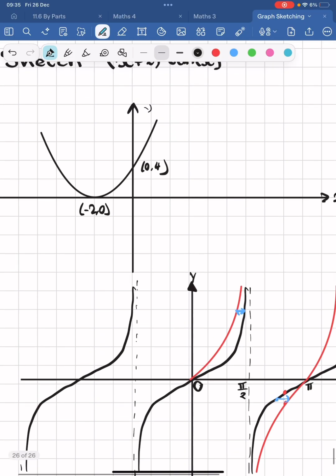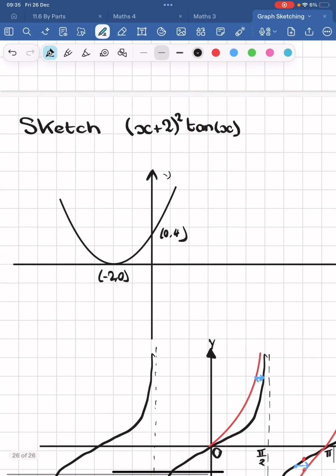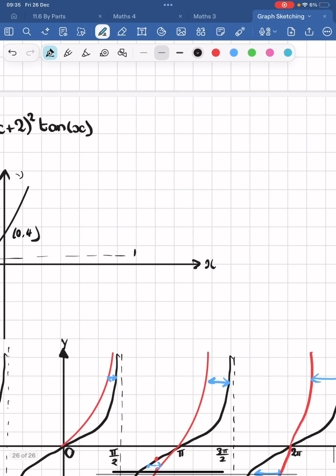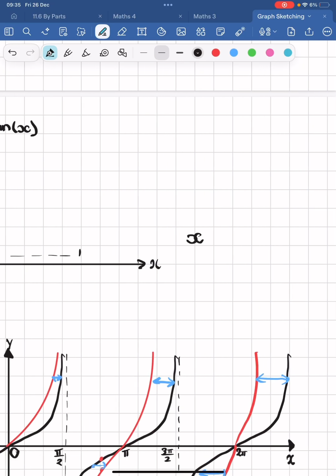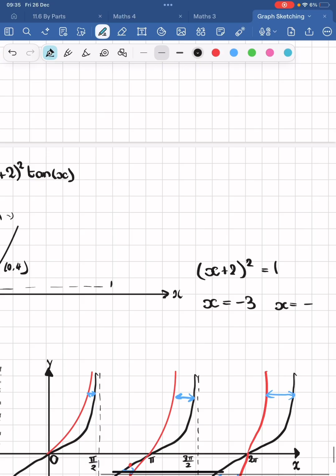So I think it'd be a good idea to see where (x + 2)² is greater than and less than 1. So if you draw on y equals 1 and work out this part here and this part here. So we're looking for when (x + 2)² is equal to 1. So you've got x equals minus 3 and x equals minus 1.